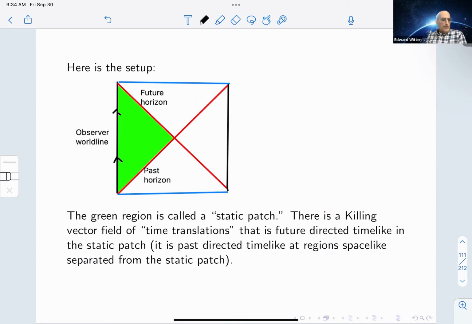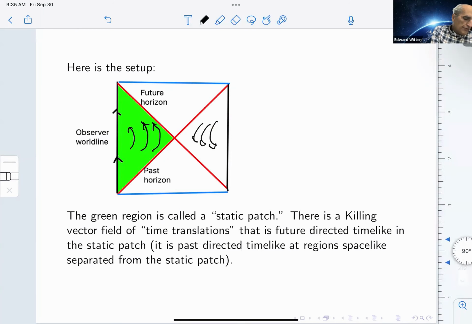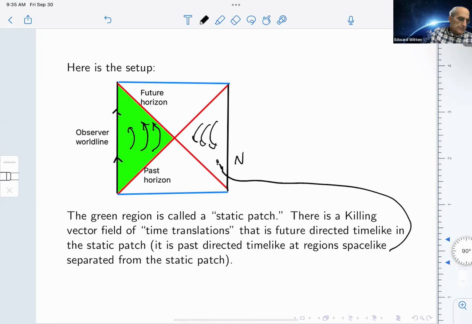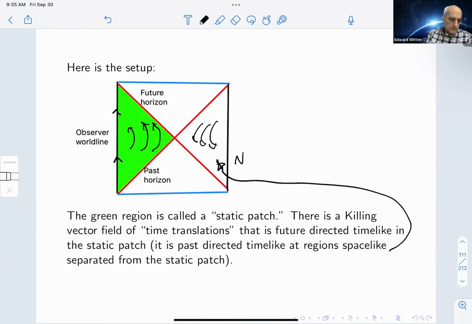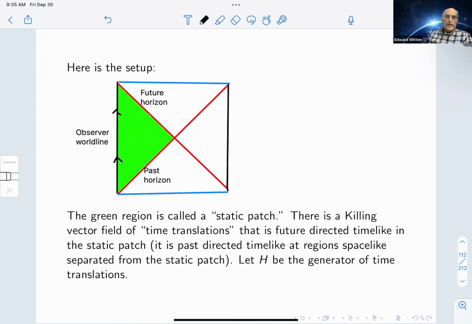Now, de Sitter space has a Killing vector field of time translations that's future-directed timelike in the static patch. The orbits look something like this. It's past-directed timelike in the opposite static patch, which would be the static patch for an observer at the North Pole. The opposite static patch is the region spacelike separated from the static patch. That's this region over here. So let H be the generator of time translations.